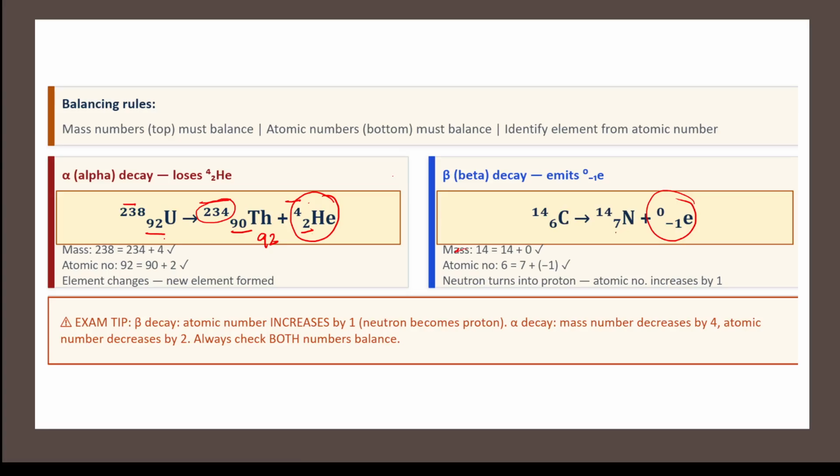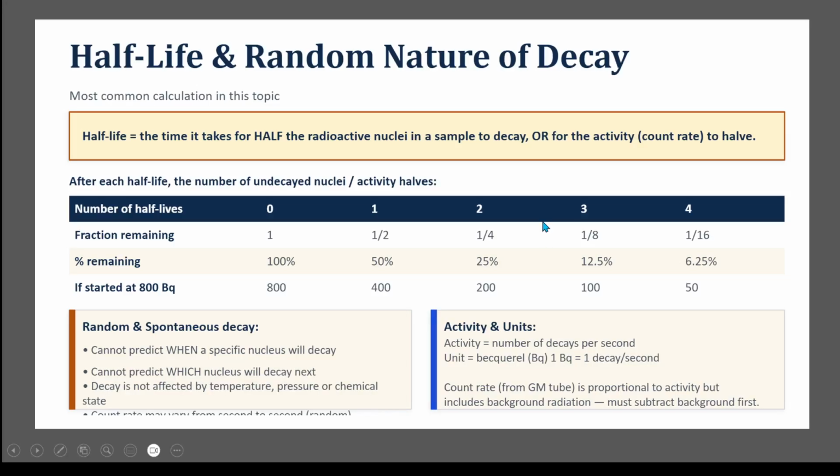For a beta particle, C-14 becomes N-14: 7 minus 1 is 6 on this side, and this side is also 6. 14 and 14 plus 0 is also 14. So you balance the atomic number and the mass number on both sides.